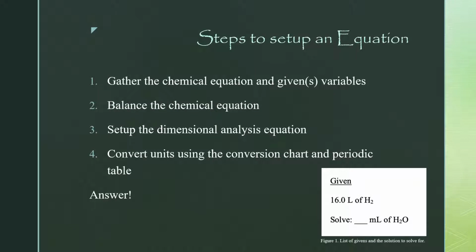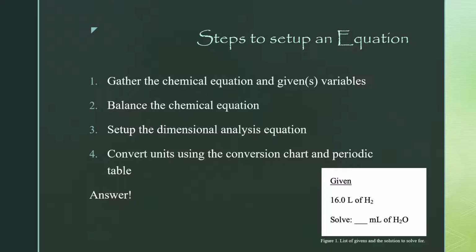Here are the steps to solve a stoichiometry problem. Number 1. Gather the chemical equation and givens. It is best to read through the question and determine a list of givens, if there is more than one, and figure out what the question is asking for. An example is provided in Figure 1.